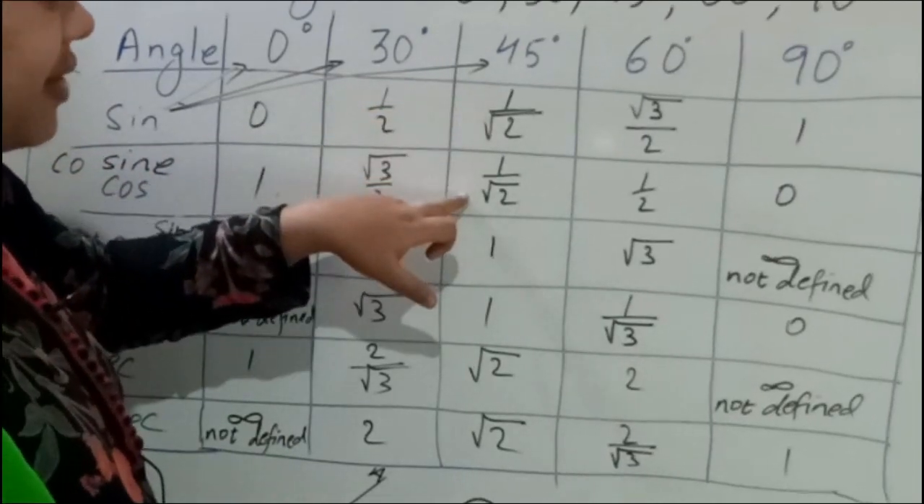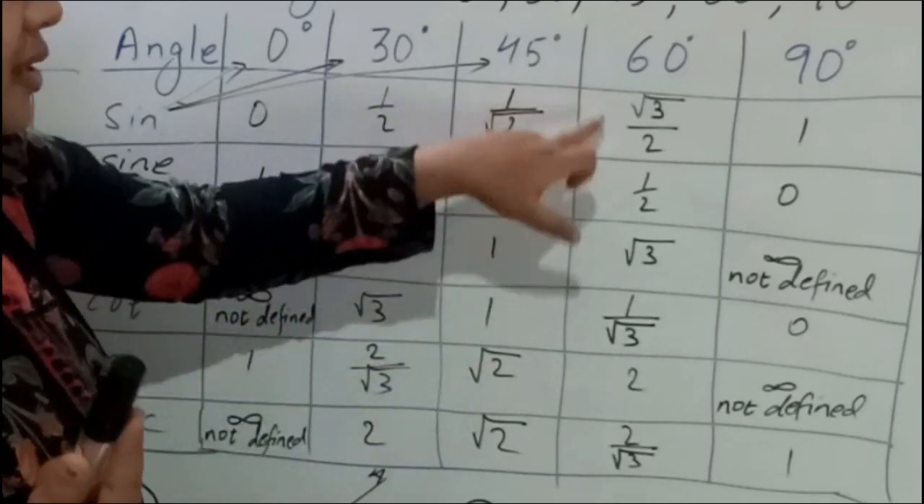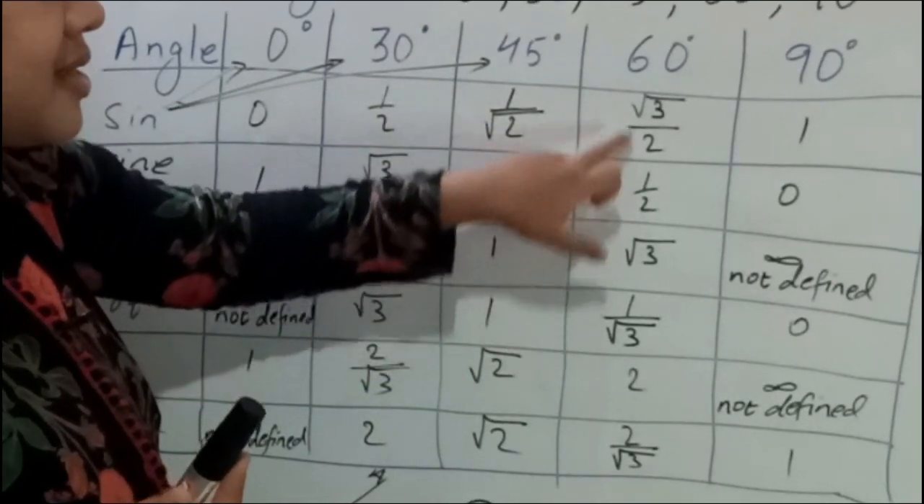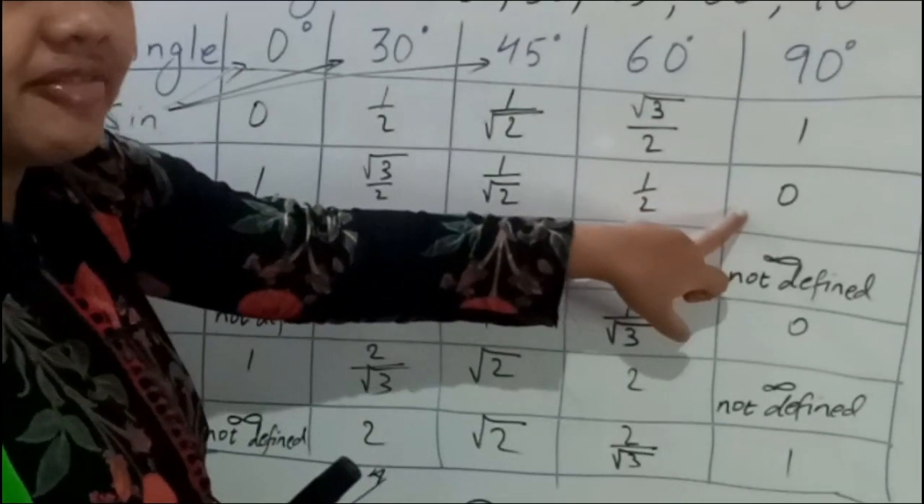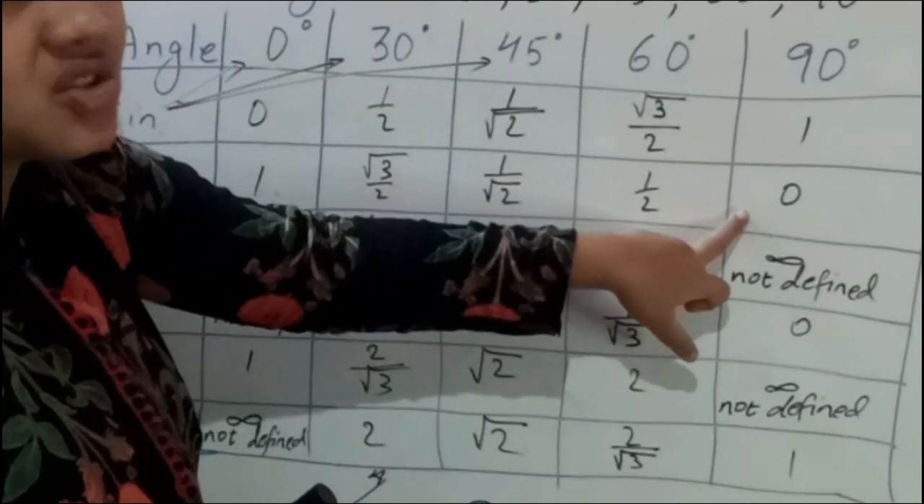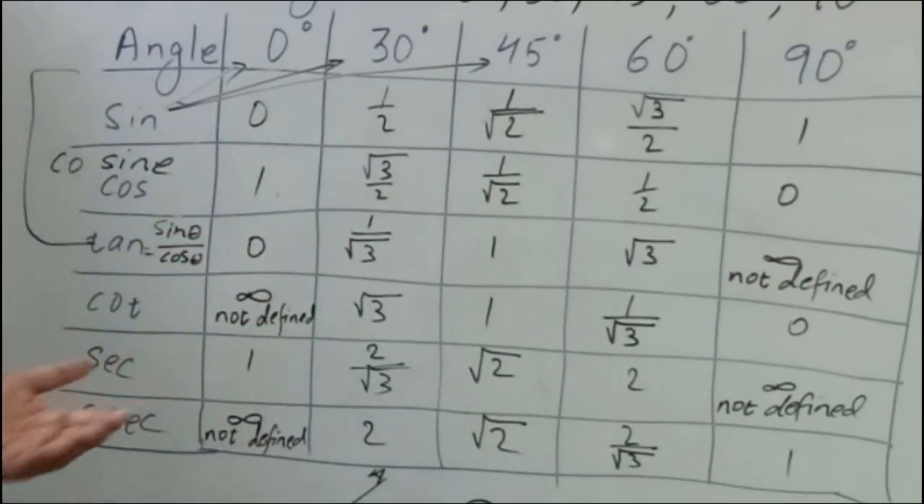Very easy. Sin by cos, this by this. 1 by root 2 divided by 1 by root 2, cancel, 1. Root 3 by 2 divided by 1 by 2, the 2s cancel, root 3 by 1, root 3. 1 by 0: whenever 0 is in the denominator, that is not defined. So that's why not defined. We got the tan values.